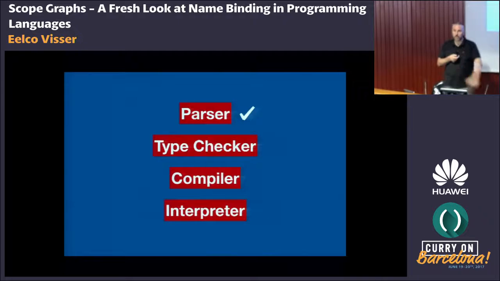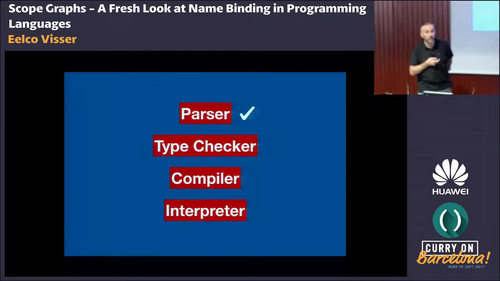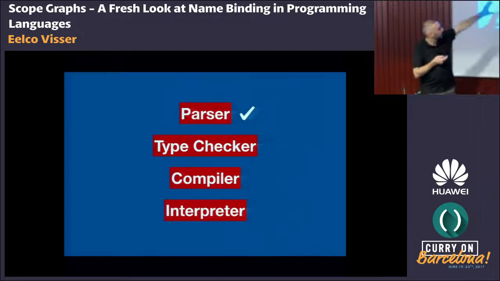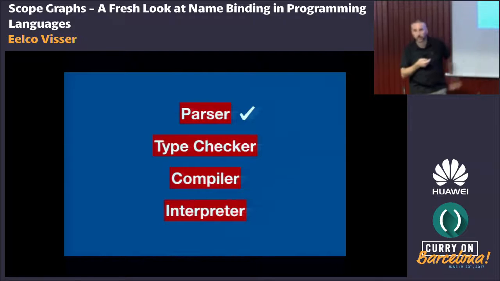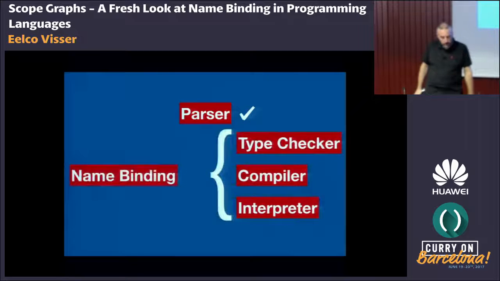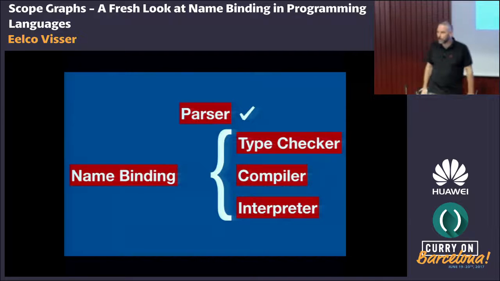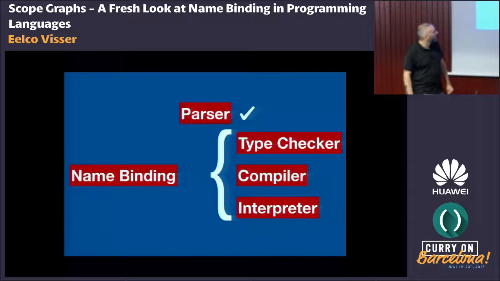All right, check. We have a parser for a language. Now we just need to do the other things. But all the other aspects of our language implementation require name binding. And well, that isn't quite so easy as the syntax part. And so that's what I'm going to talk about today.